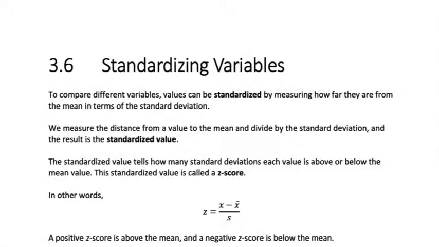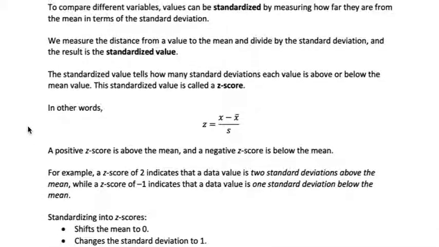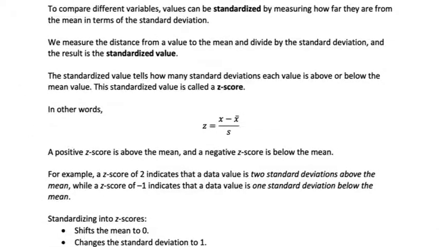In this video for section 3.6, we're going to be talking about how to standardize variables. The purpose of standardizing variables is to allow us to compare two values that come from different data sets with different means and standard deviations. And to standardize a variable, what we do is calculate something called a z-score. To calculate the z-score, we use this formula right here: z equals x minus x bar divided by s. Remember that x bar is the mean and s stands for standard deviation.